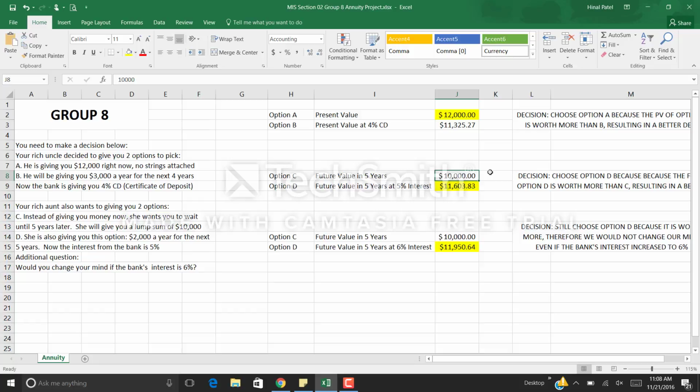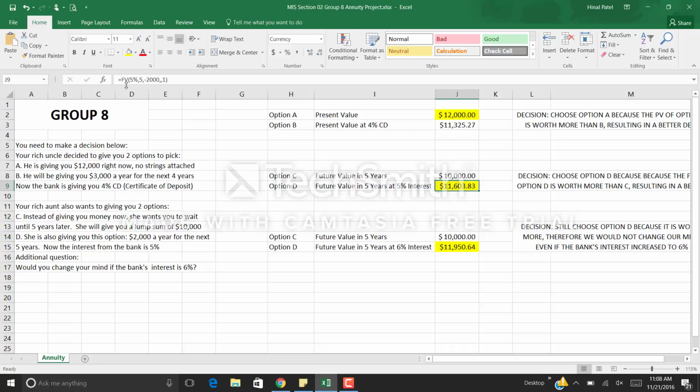We evaluated these decisions by placing both options in the same time value because, as mentioned before, in order to make logical decisions, the two options must be in the same time value. Therefore, option C is placed at simply $10,000 because this is the lump sum you are receiving in 5 years. For option D, you are looking for the future value. When calculating the future value for option D, you use the future value formula in Excel. Your aunt will be giving you $2,000 a year for the next 5 years at an interest rate of 5%.